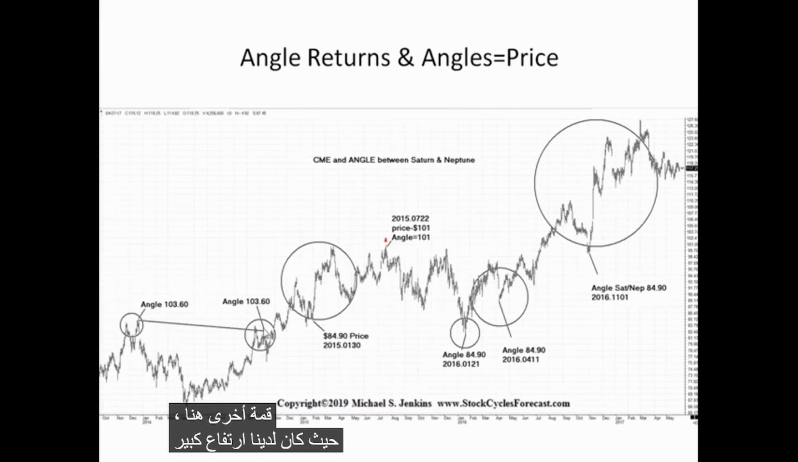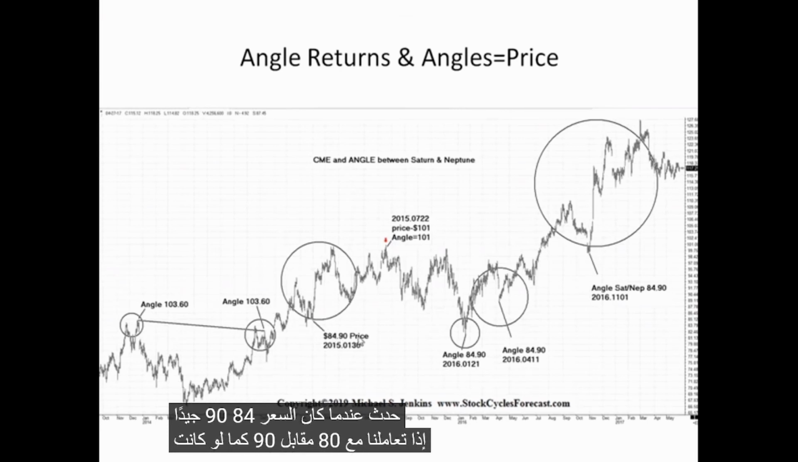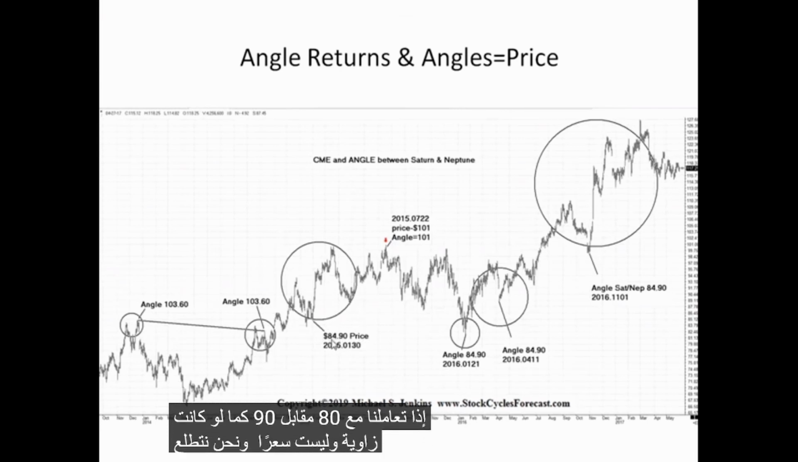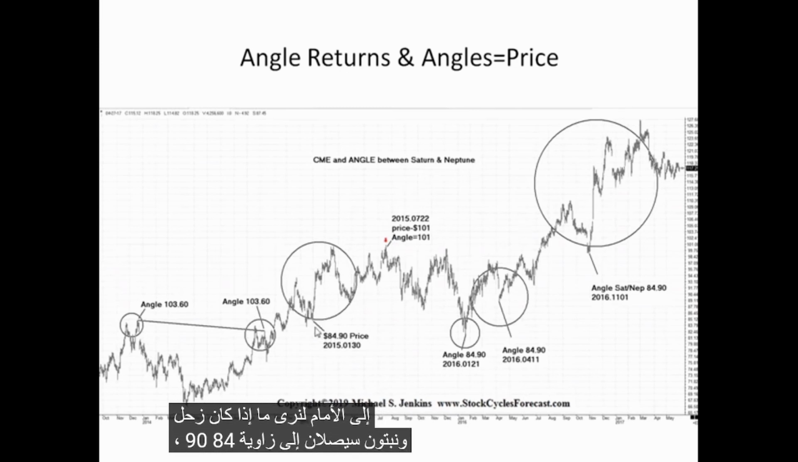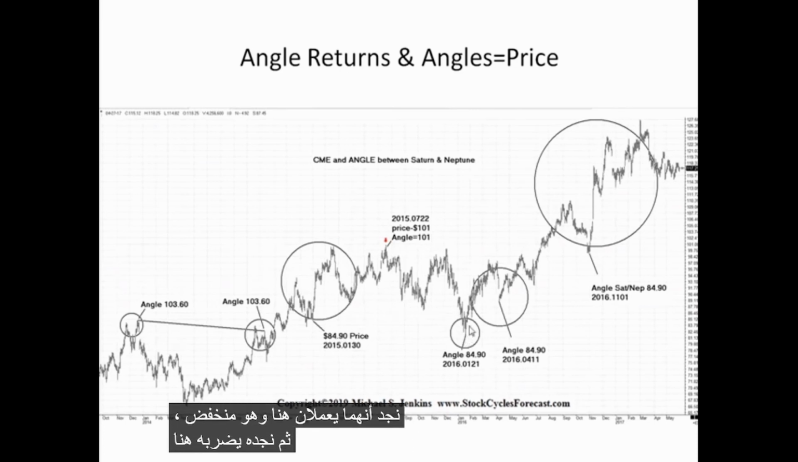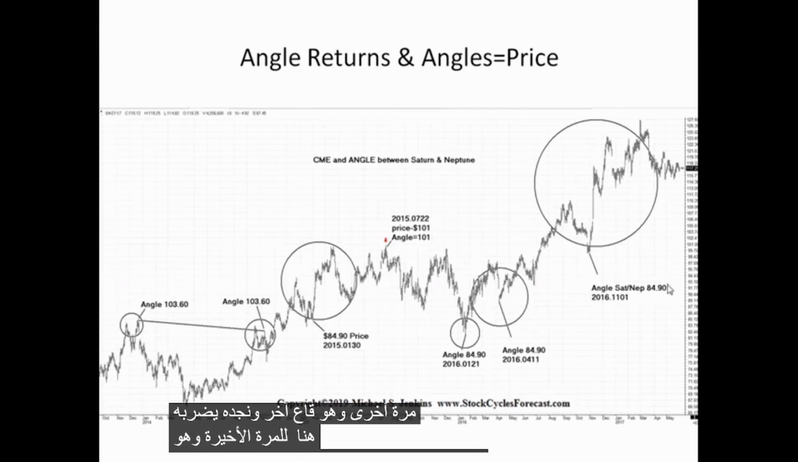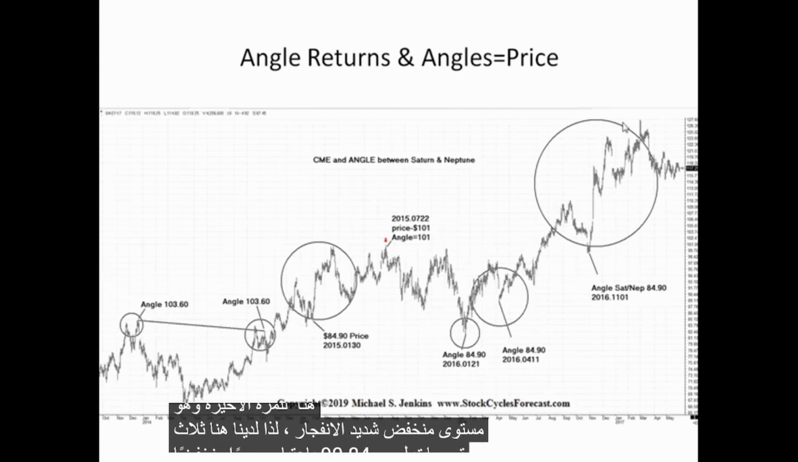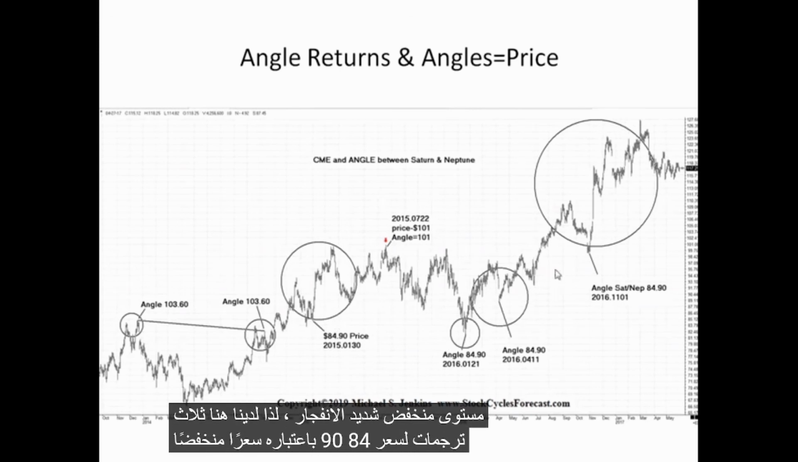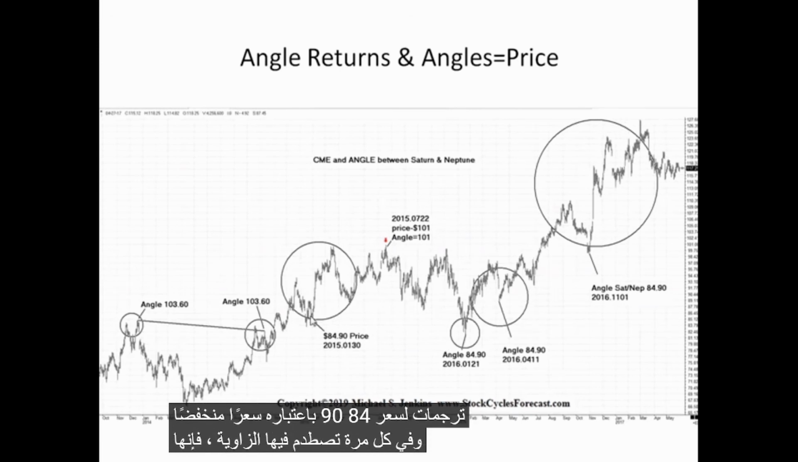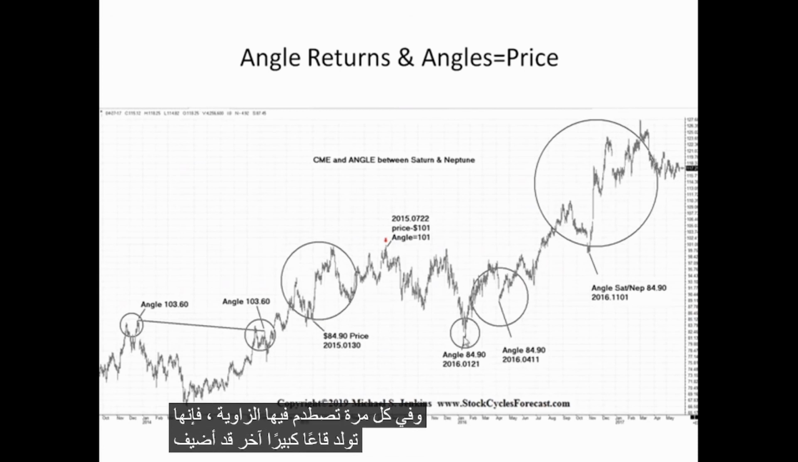Over here, where we had a dramatic upsurge, it occurred when the price was 84.90. Well, if we treat 84.90 as if it was an angle and not a price, and we look ahead to see if the Saturn and Neptune is going to reach an angle of 84.90, we find it does right here, and it's a low. And then we find it hits it here again, and it's another low. And we find it hits it here for the last time, and it's a very explosive low. So here we have three translations of the 84.90 price as a low, and each time the angle hits it, it generates another big low.